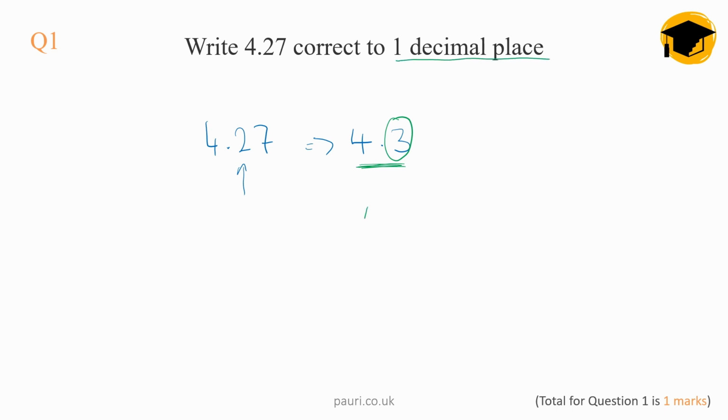If you've got an answer such as 4.28, let's say you thought maybe that was the answer, you can see I've got 2 decimal places here. I've got 2 numbers after my decimal point. Be mindful of how many decimal places the question is actually asking.